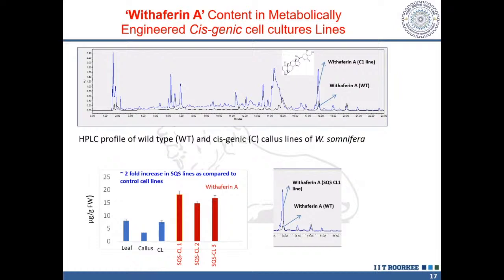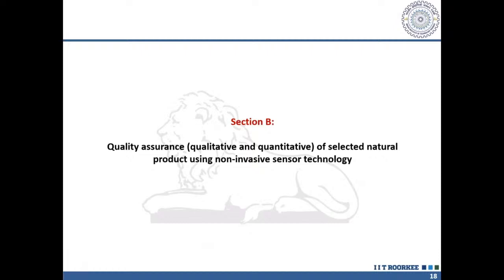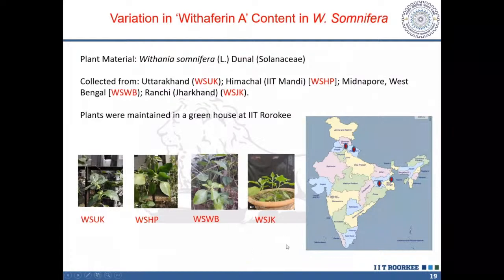Now coming to the second part, quality control. As we discussed in the beginning, the quality of vidaferrin in the plant is a very important factor before harvesting. That will determine the quality of the raw material or the right time to harvest. For that, we first selected plants from different parts of India: mainly from Uttarakhand, which is near our institution, then Himachal Pradesh, West Bengal, and one from Jharkhand. We grew all the plants in our greenhouse.